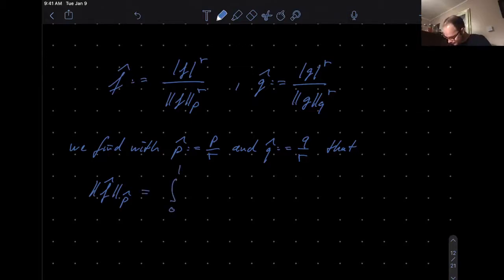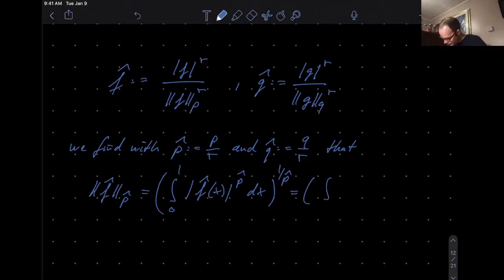So the integral from 0 to 1 of f hat of x to the power p hat dx, to the power 1 over p hat. Now you recall what the definitions are here. So p hat is p over r. So you have the integral from 0 to 1, and then what is f hat? Well, f hat is written up there. So this is f of x to the power r, divided by the p norm of f raised to the power r. And then I need to raise this to the power p hat, which is p over r.